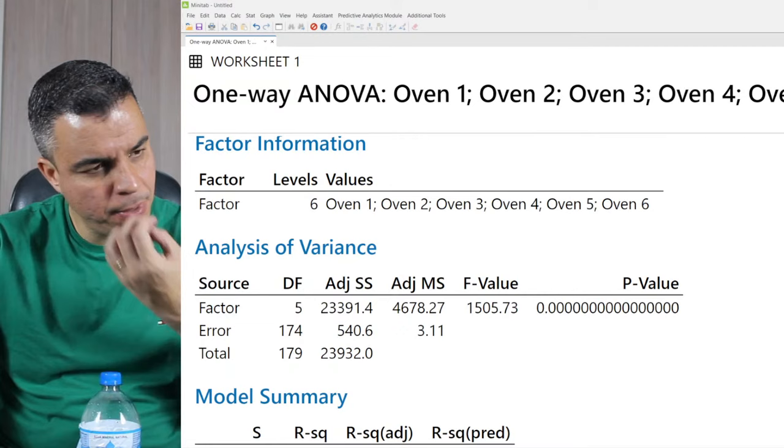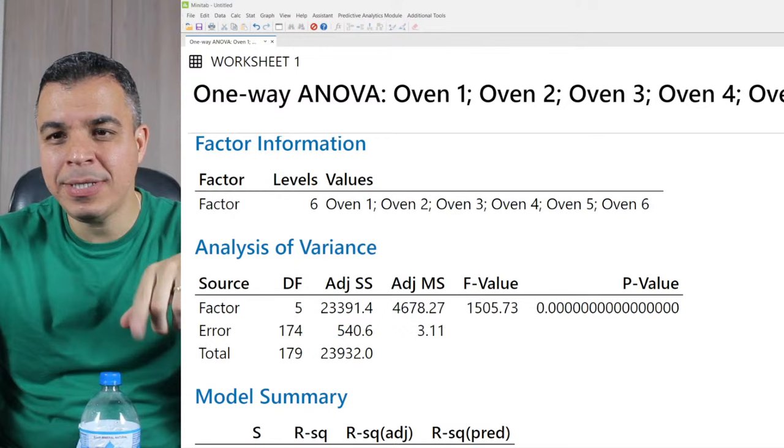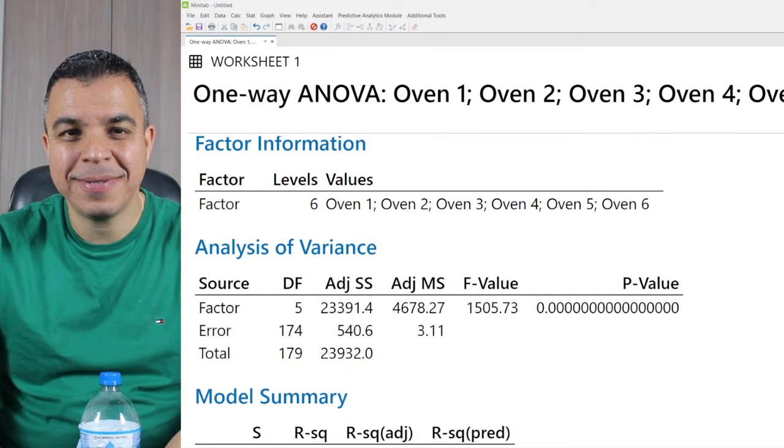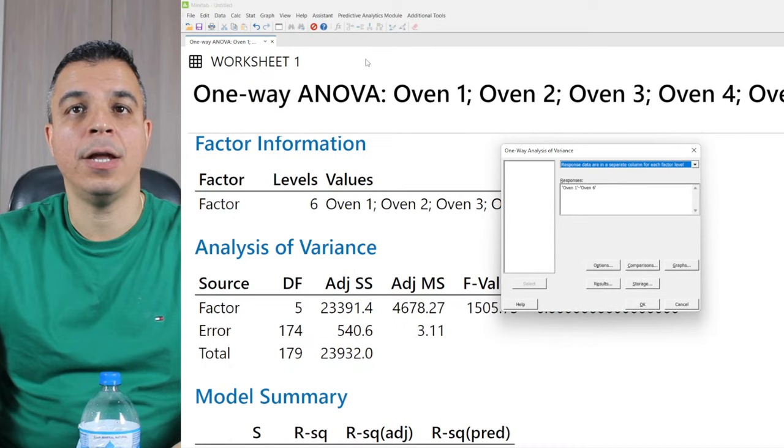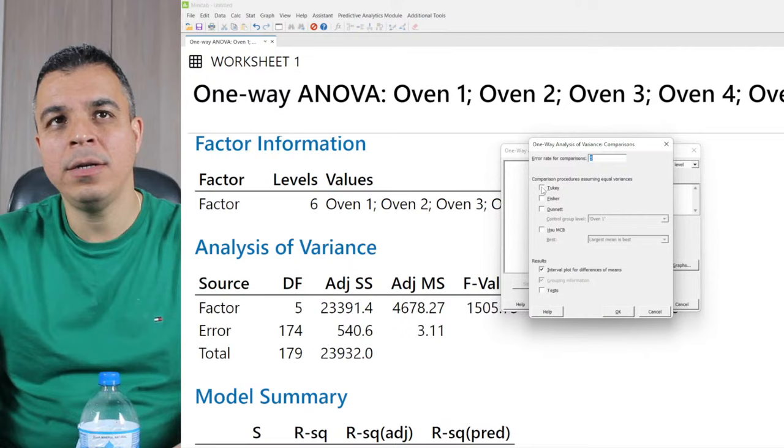By the way, this is the very same guy, Mohammed, I don't know if you know, who created the boxplot. It's the very same guy. And you will find it here under ANOVA, there is comparisons. You can run comparison procedures assuming equal variance, Tukey.